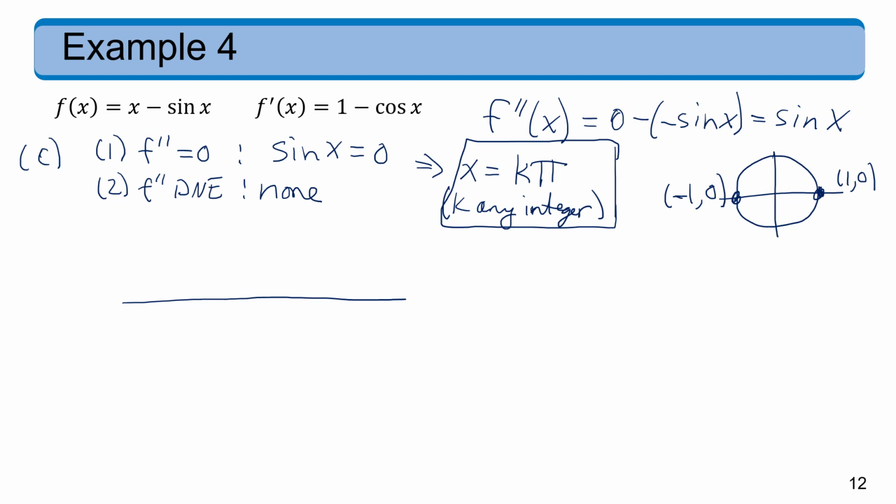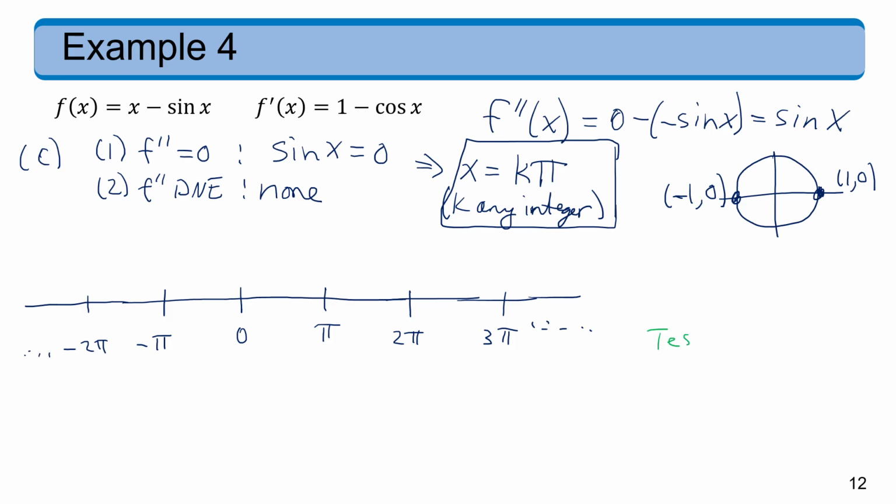If k is 0, we get 0. If k is 1, we get pi. If k is 2, we get 2 pi. And then 3 pi, and so on. Let's list some in the negative direction. If k is negative 1, we get negative pi. If k is negative 2, we get negative 2 pi, and so on. Okay, so then we'll choose test points in each subinterval.